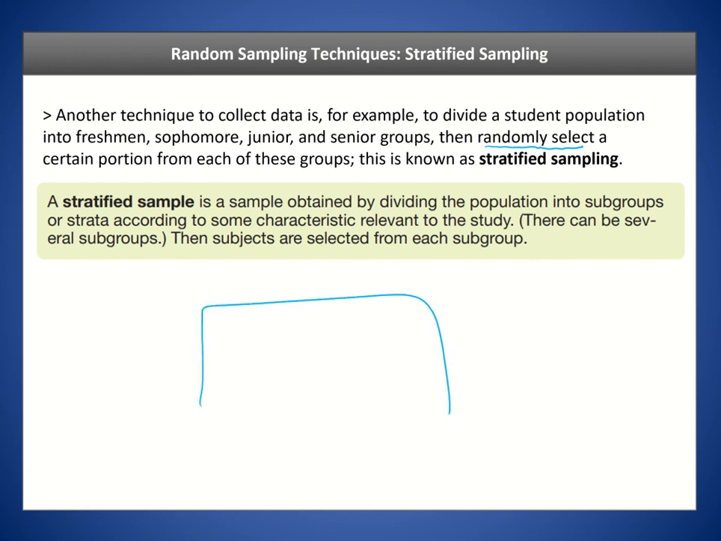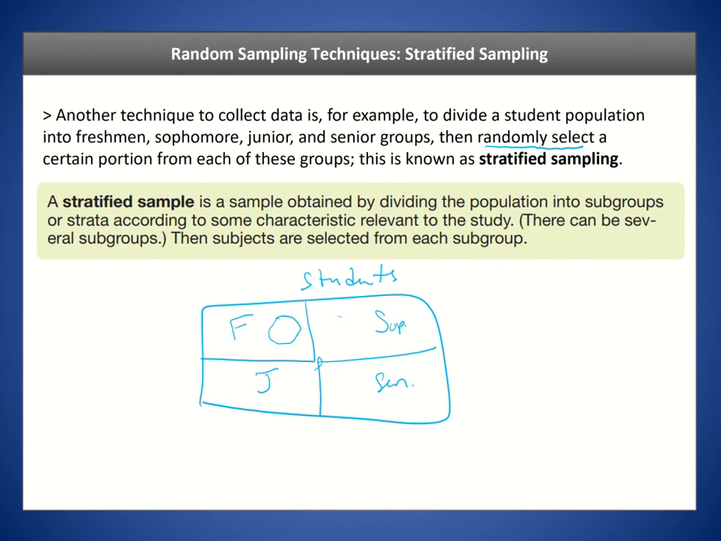let's say these are the students in the school. This is the population, and so you have 4 groups, right? We said we had freshmen, sophomores, juniors, and then seniors, right? So we have 4 groups of students, and what we do is we take a small portion of each.